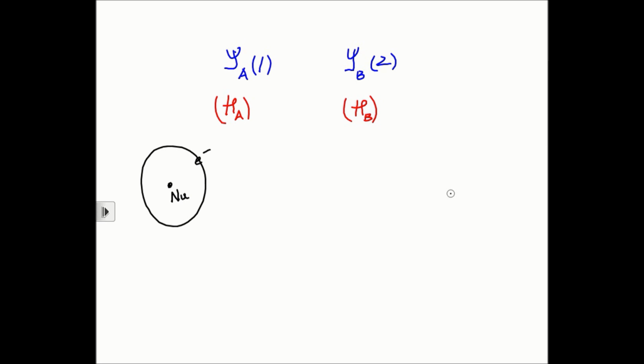What is the wave function already known? I know psi HA, which is associated with electron 1. This is already known to me. And I also know another wave function psi HB associated with electron 2. I know both these wave functions accurately. They have been calculated. Everything is known about the two of them. So when I apply the variation principle, what do I assume?